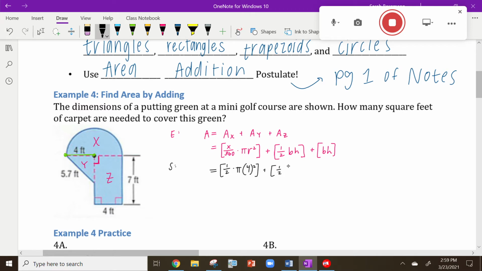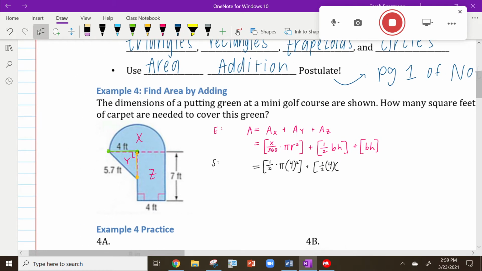Next, for the triangle, the base of the triangle, I can use 4. The height is not given to me though. I know that this is a right angle, so I know that the height would have to be the length of this segment right here. I know that it's a right triangle, but I'm missing one of the sides. In order to find the missing side of a right triangle, I can use the Pythagorean theorem. So I'll just give this a variable a. I know a squared plus 4 squared has to be equal to 5.7 squared.